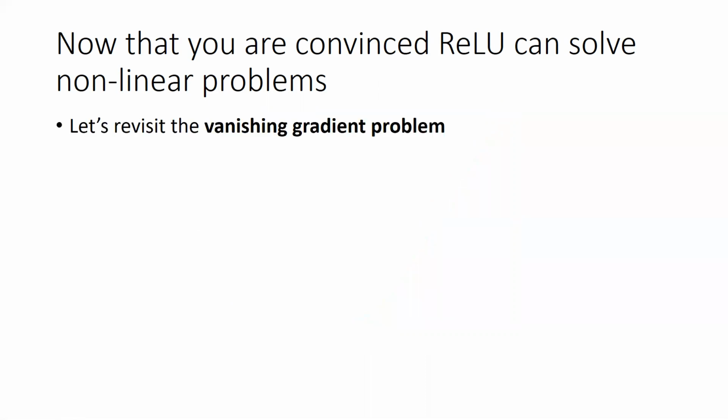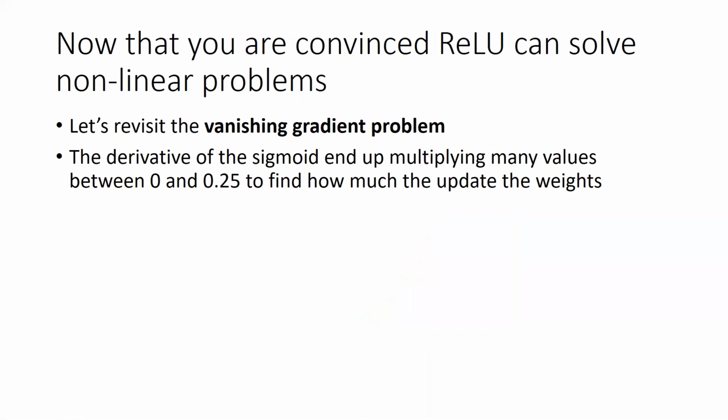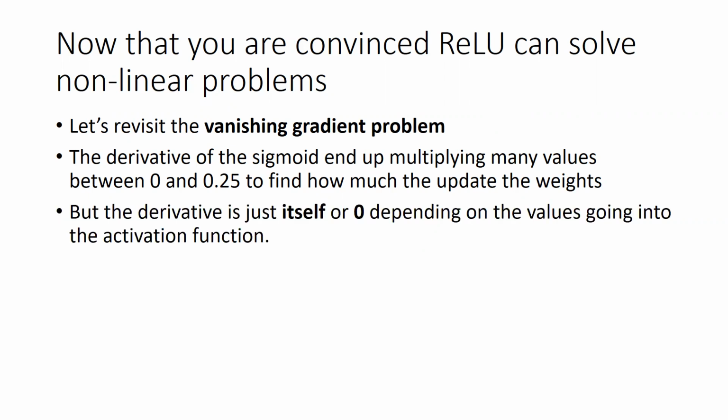But let's go back to this vanishing gradient problem. So remember, with the sigmoid, we were multiplying all of our weights together. It gets sent into the derivative of our activation function, and you squash that value between 0 and 0.25. And as you come out the left-hand side, going backwards through the network, we need to update our weights in the previous layer by some value between 0 and 0.25. But in ReLU, for one thing, the derivative is really easy. It's either itself or it's 0.